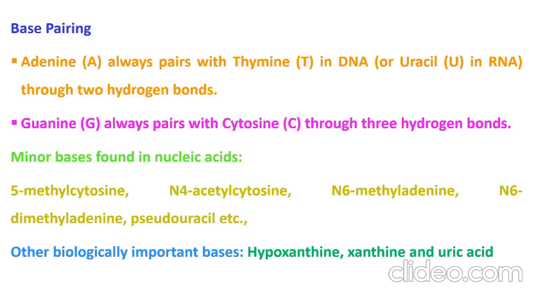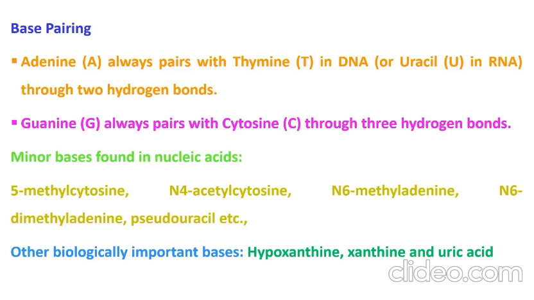Other than these bases, several minor and unusual bases are often found in DNA and RNA, which include 5-methyl cytosine, N4 acetyl cytosine, N6-methyl adenine, N6-dimethyl adenine, pseudouracil, etc. It is believed that the unusual bases in nucleic acids will help in the recognition of specific enzymes.